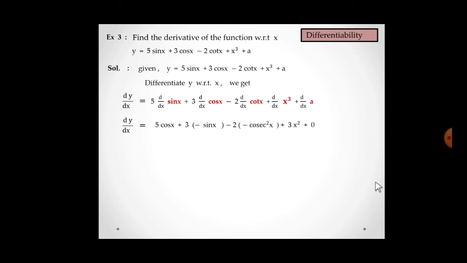So next is the simplification. 5 cos x minus 3 sin x, minus into minus becomes plus 2 cosec square x, and this is 3x square. So this is the answer of the given example. All these are simple examples, but here you have to understand how to write the answer and how to follow the rules and derivatives of the functions. To understand this, I am solving these examples. Okay, next, go for the next example.